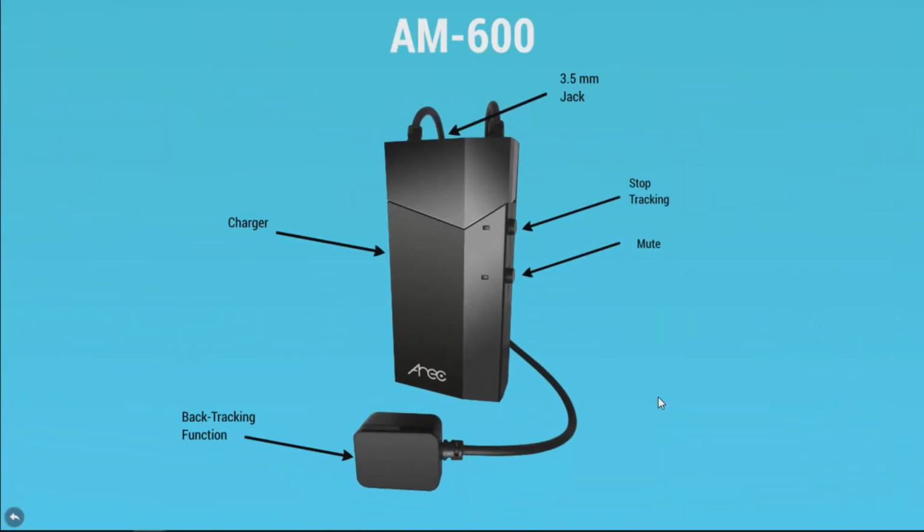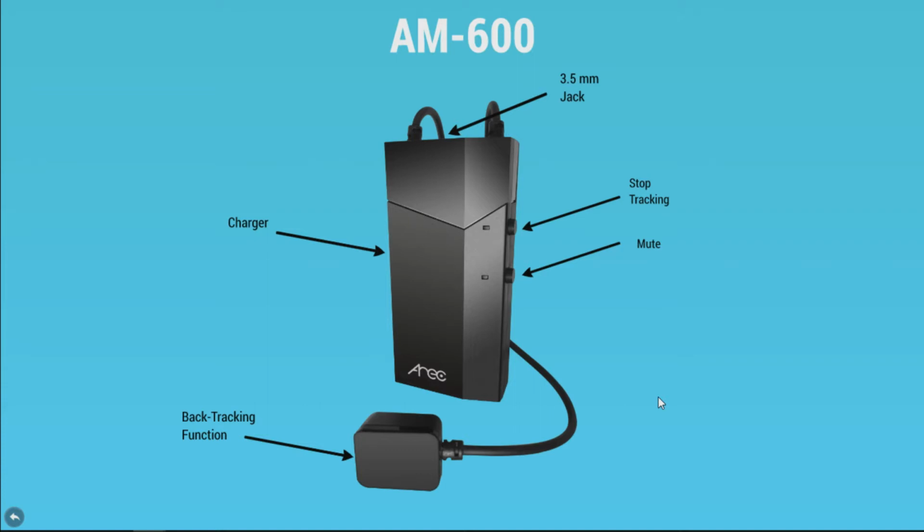Then the system will also work with the AM600, which is the positioner. Now this positioner, besides giving you the advantage that wherever you go, you will be tracked, it's also a microphone. So you don't need two systems, you already have them with the AM600.